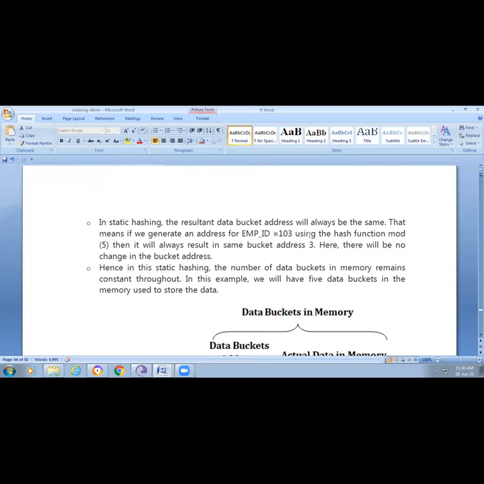In static hashing, the resultant data bucket address will always be the same. So that means if we generate the address for employee ID equal to 103, please observe on the screen. Nothing but the result is always the same. There is no change. Just assume one employee ID, we considered 103. Using the hash function mod, what is the value? 103 divided by 5, so 3 is the remainder. So then that will be stored at bucket address 3. There will be no change in the bucket address. Hence, in static hashing, the number of data buckets in memory remains constant throughout. In this example, we will have 5 data blocks in memory used to store the data.